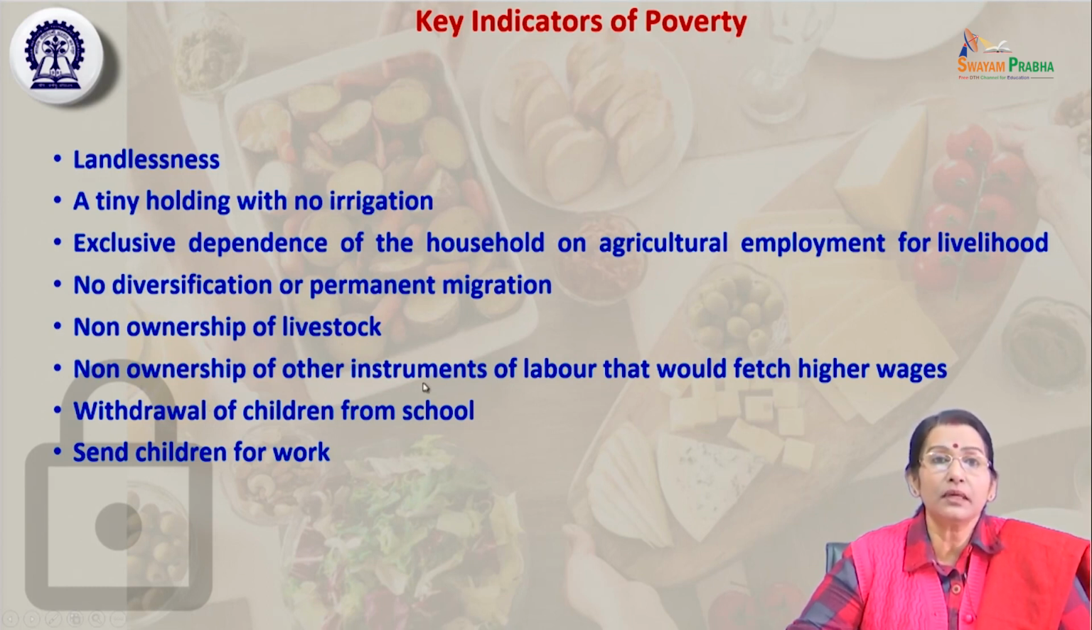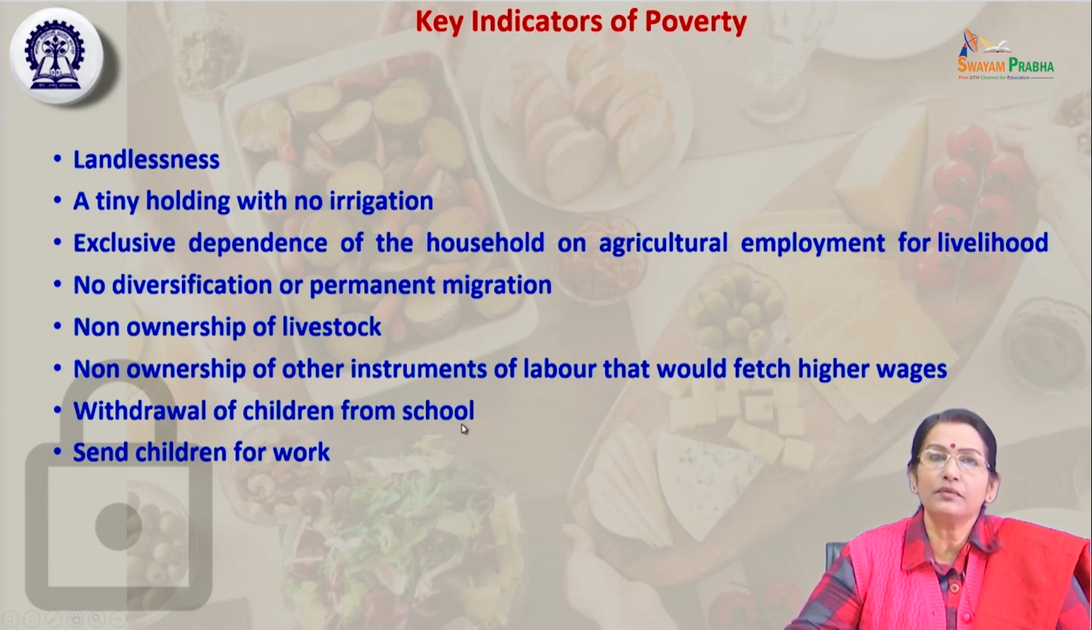So, non-ownership of other instruments of labor that would fetch higher wages. There are other categories of work where they can fetch higher wages, but that is not available to them, they don't possess it. For example, laborers work under a contractor. With the lockdown and the closing of construction companies and sites, they are definitely not getting any jobs, because they were dependent on the particular contractor and the company's infrastructure to do construction work.